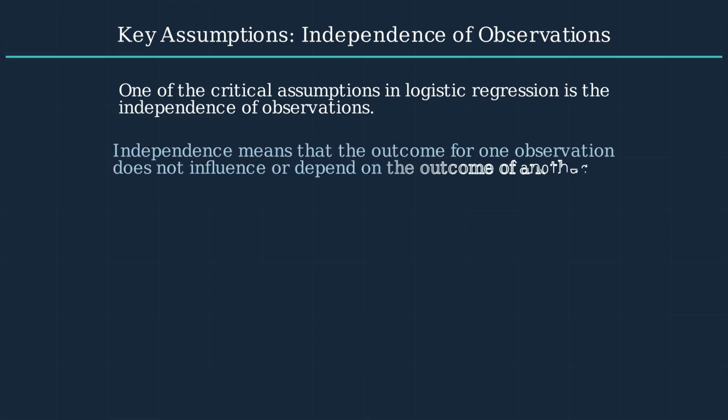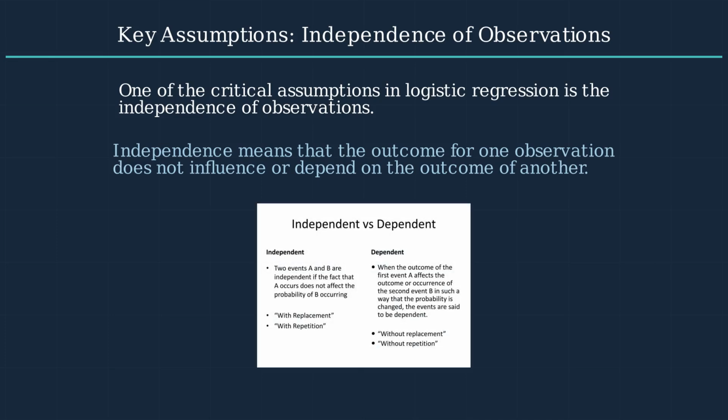Independence means that the outcome for one observation does not influence or depend on the outcome of another. Let's look at some examples. Independent events occur when one event doesn't affect the probability of another, like rolling dice multiple times. Dependent events, on the other hand, occur when the outcome of one event affects the probability of another.